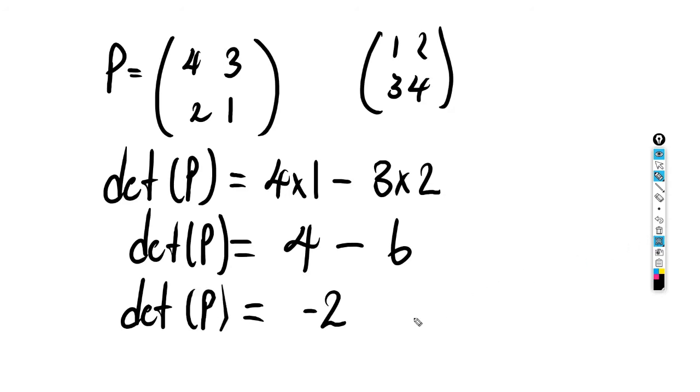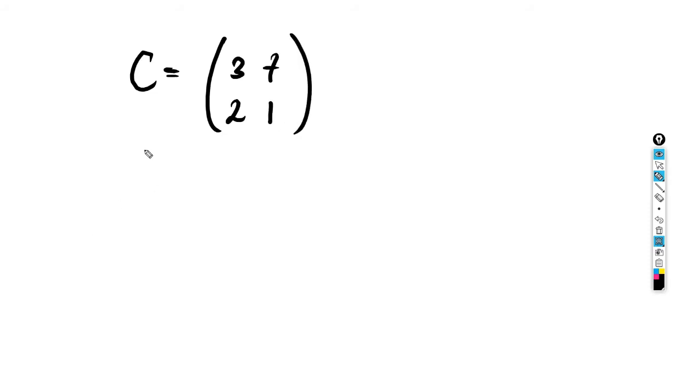Okay, right, so that's the determinant of P minus 2, just like the last example. So maybe we need to get more creative now, right? Because we can't be using the same example. So let's use something else. Let's use 3, 7, 2, and 1. I think that's a good example. This is going to be different. So let's find the determinant of C in this case.